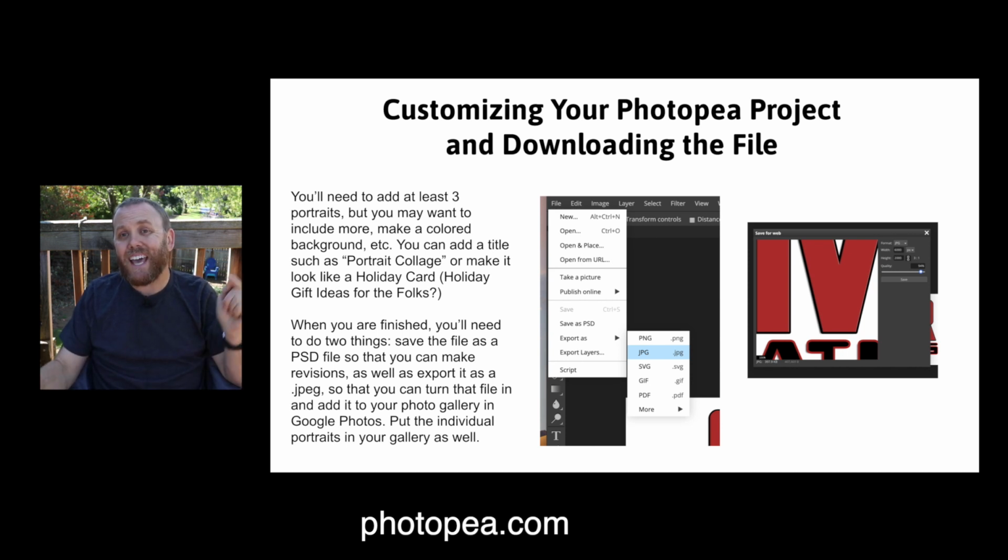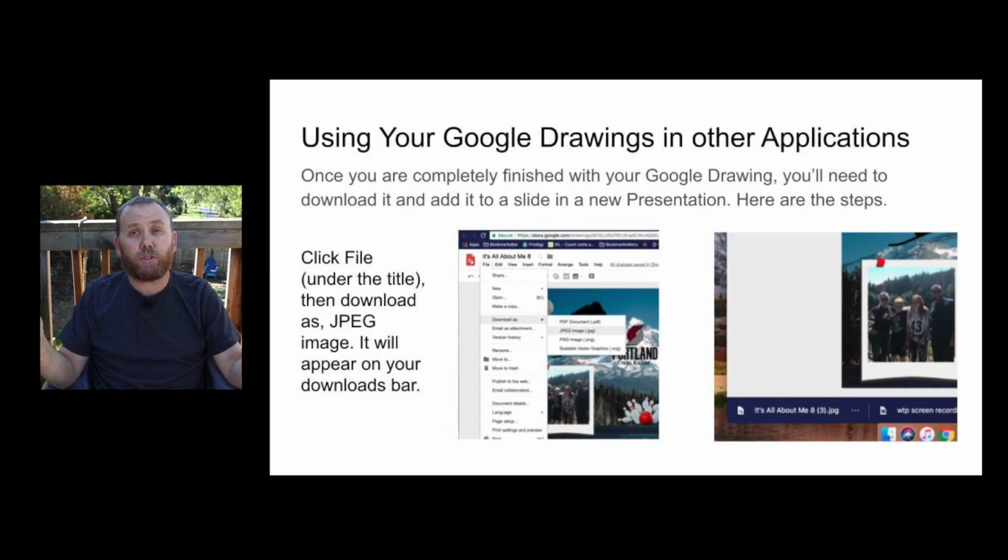Go ahead and then attach that to the assignment in Google Classroom. If you're using Google Drawings, then you're just going to hit File, Download as a JPEG, and you'll have a JPEG either way. So use whichever program you're more comfortable with. Both are great tools to use for this kind of project.